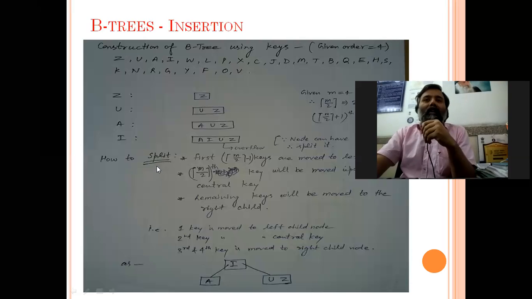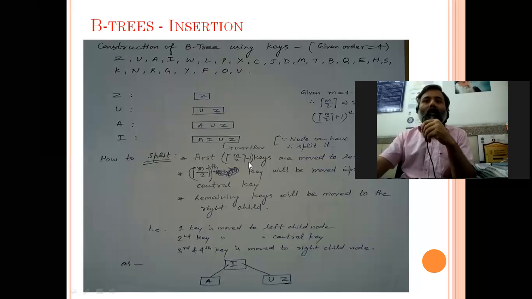Firstly, the upper bound of m by 2, minus 1 keys are moved to the left child. The m by 2th key will be moved upward as the central key, and the remaining will be moved to the right child. So this is the simple procedure. We have m equal to 4, so the upper bound of m by 2 will be 2. Okay.